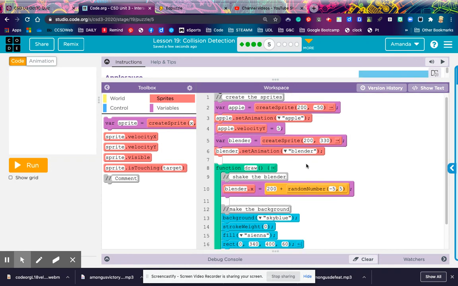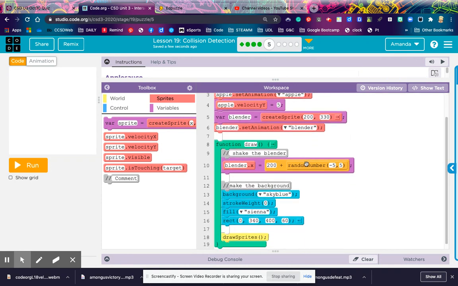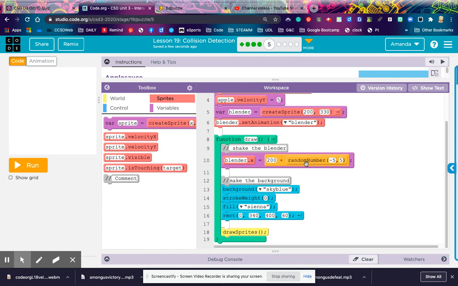Okay, so got an apple and a blender. We've got blender.x equals 200 plus random number for y. Make the background, and then draw the sprites. So what did we do last time? Last time we had an if statement.